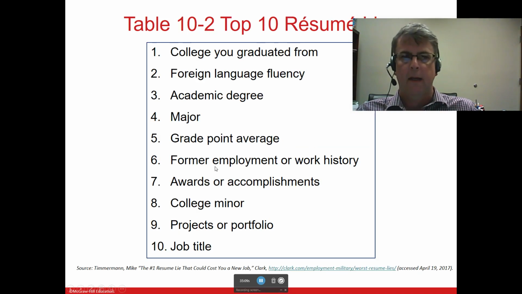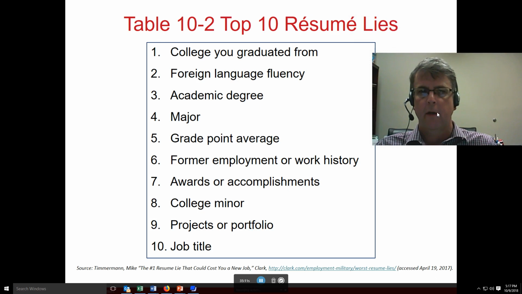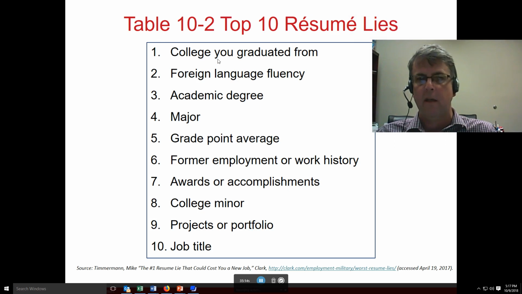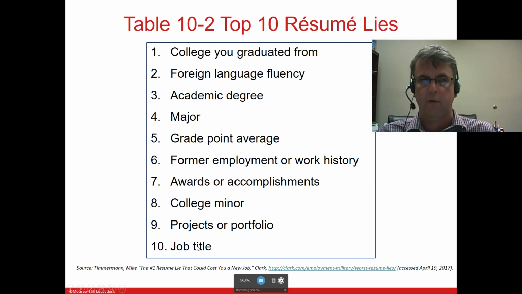Here's the top 10 resume lies: college you graduated from, foreign language fluency, academic degree, major, GPA, former employment or work history, awards or accomplishments, college minors, projects or portfolio, and job titles.